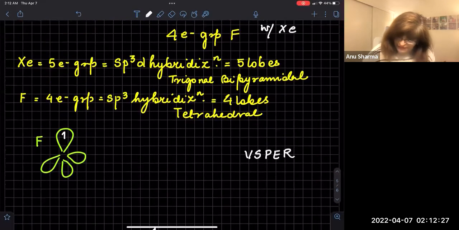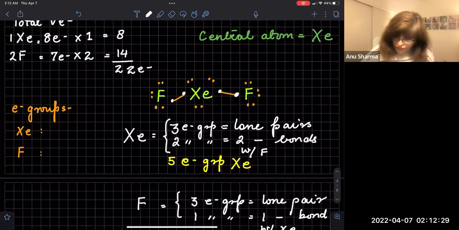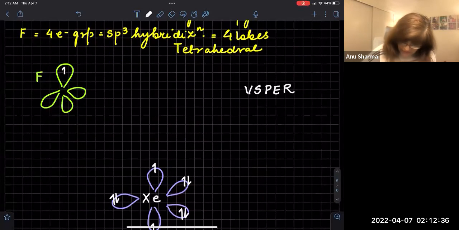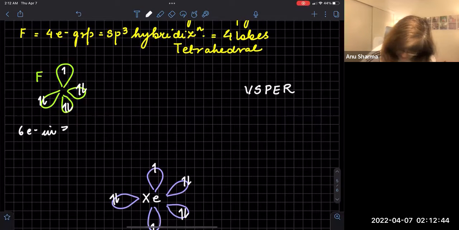But anyways, so here is the fluorine. Fluorine has 1, 2, 3, 4, 5, 6 electrons that are in the lone pairs. So where are they? They are right here. 1, 2, 3, 4, 5, 6. So 6 electrons in 3 lone pairs, arranged like this.